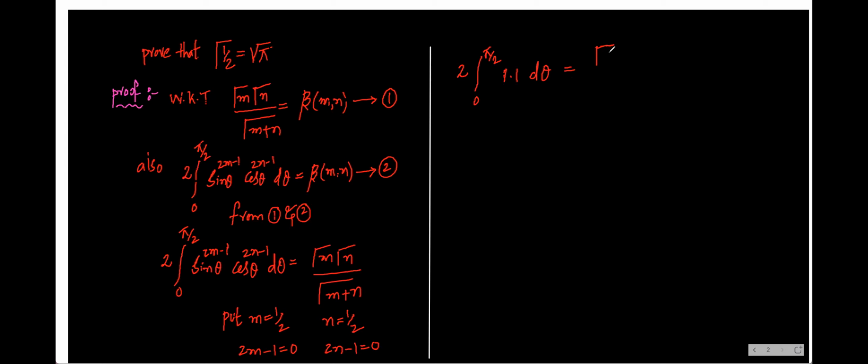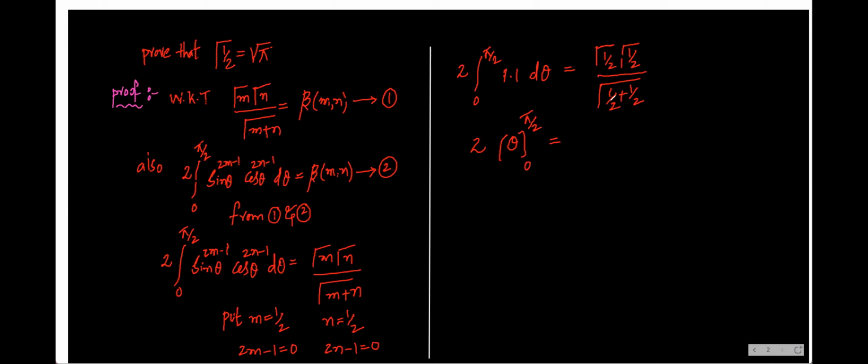Gamma of m value is 1 by 2, and similarly gamma of n value is also 1 by 2, divided by gamma of m plus n, that is 1 by 2 plus 1 by 2. So 1 into 1 is 1 only. 2 times the integral of 1 d theta is theta between the limits 0 to pi by 2.